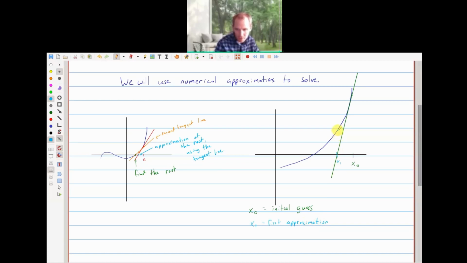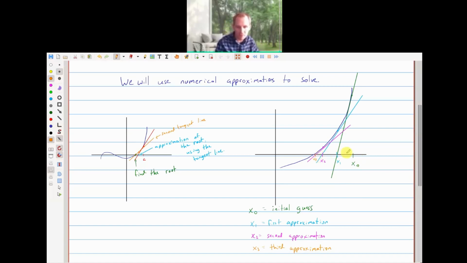So then I create a tangent line at x1. And where that tangent line has a root, that's my x2. So then, we repeat the process, where we create a tangent line at that point, and where it hits will be my next guess, x3. This is how we can create an iterative process, right?